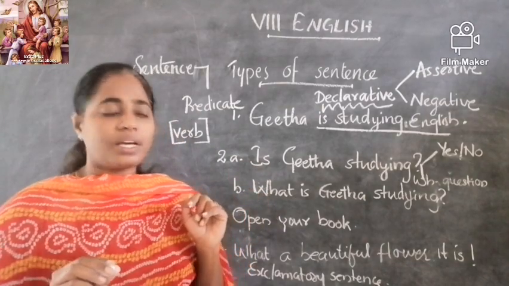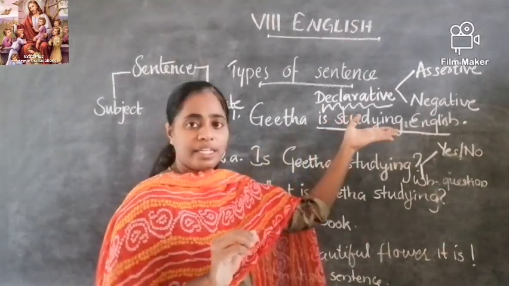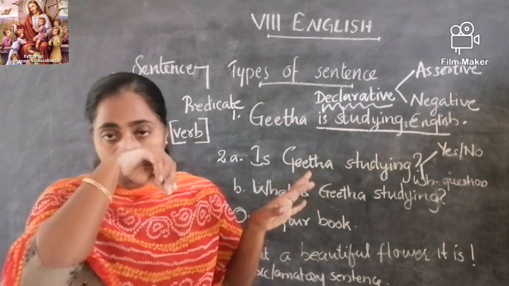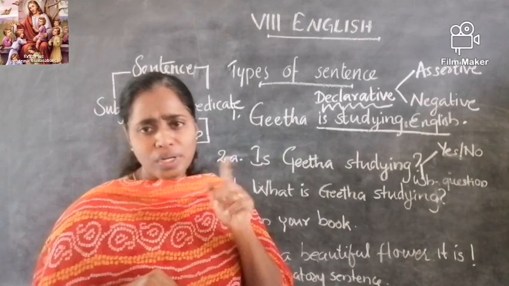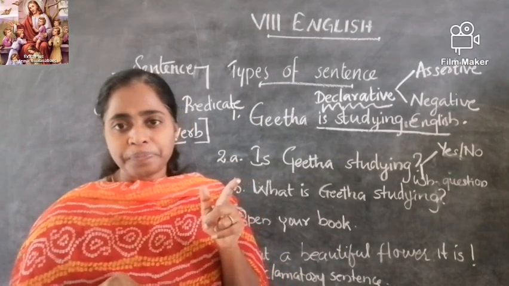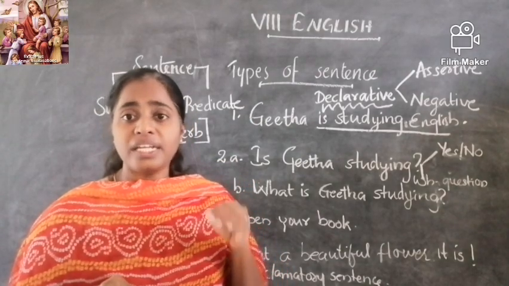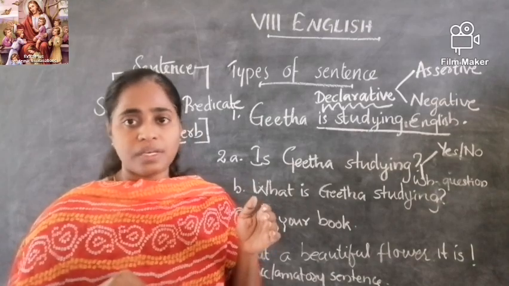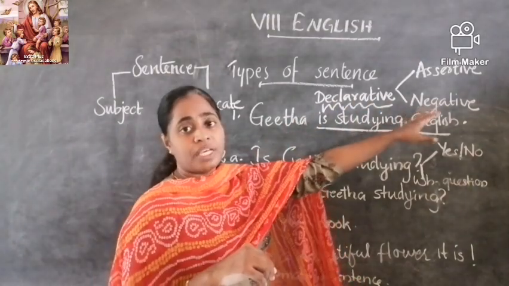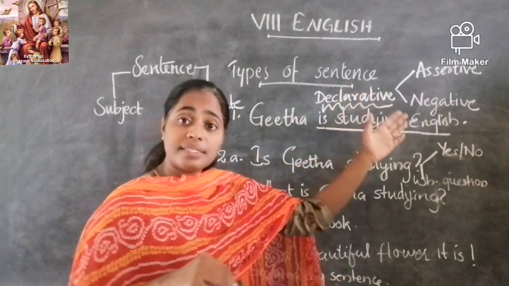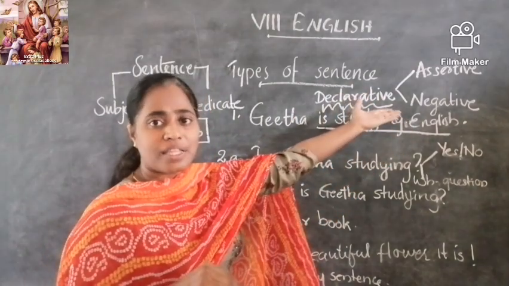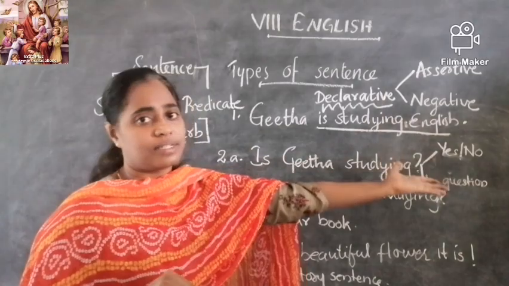Also, declarative sentences can be assertive or negative. Assertive means "Geeta is studying English" is an assertive sentence. "Geeta is not studying English" is a negative sentence. What difference did you understand from that? Sentences which contain not or negative words are called negative. If a sentence does not contain any negative words, it is called assertive. Another name for declarative is assertive.